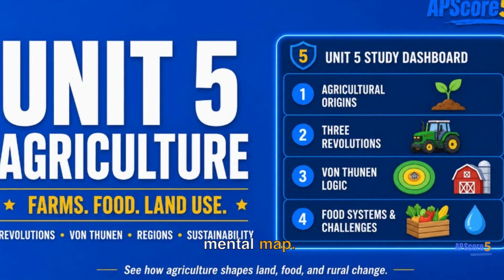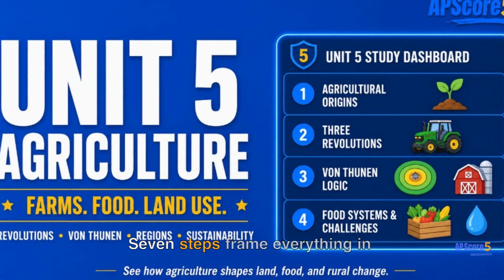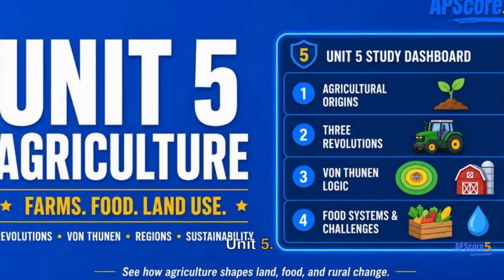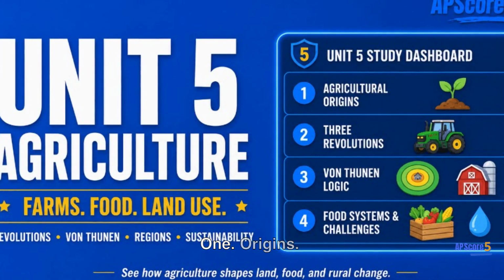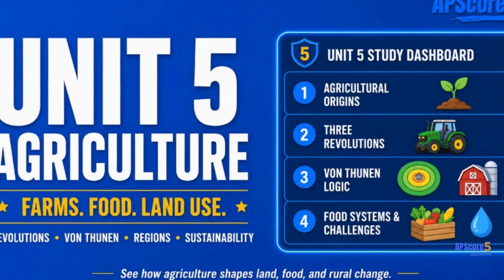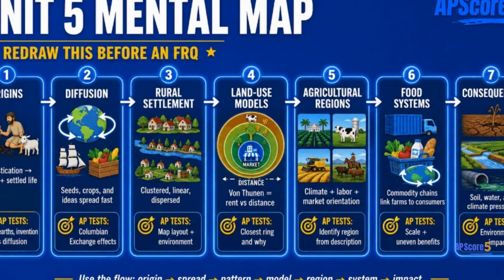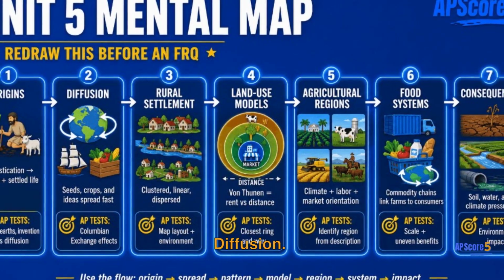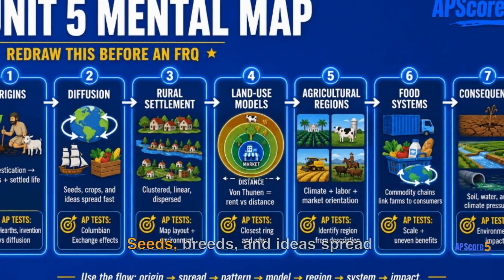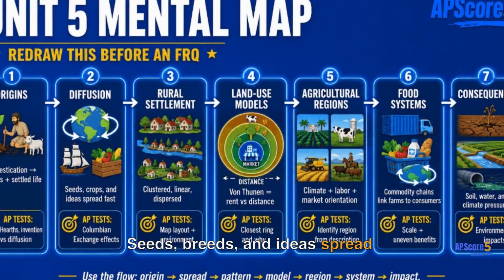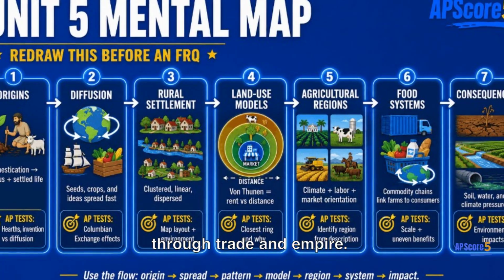Let's build the mental map. 7 steps frame everything in Unit 5. 1. Origins. Domestication creates surplus and sedentary life. 2. Diffusion. Seeds, breeds, and ideas spread through trade and empire.